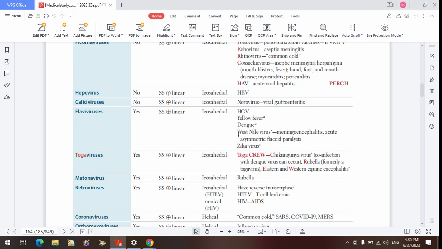Hepatitis C and yellow fever. Hepatitis C, yellow fever. Then the other ones: dengue, West Nile, Zika. So if you remember HDWYZ, it will be complete.